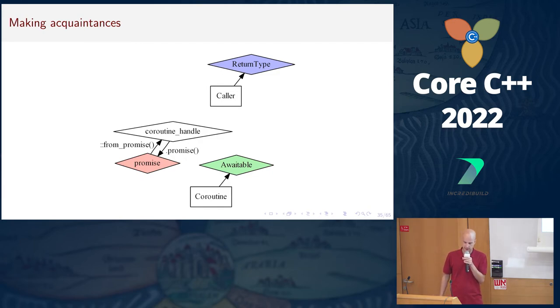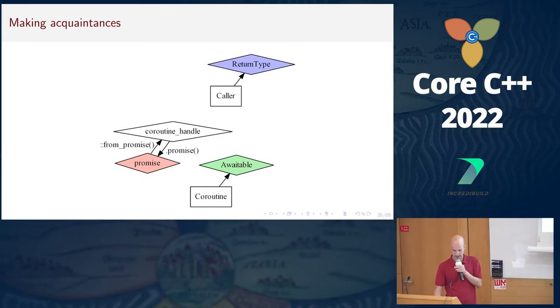There's another connection that's pretty easy to figure out. If I look at the interface for the coroutine handle, I will find a static member function there that allows me to construct the coroutine handle from a promise, and a non-static member function that allows me to get the promise from a coroutine handle. So you can think of those two as being interchangeable. If you have the promise, you can get to the coroutine handle and vice versa. So that's good.